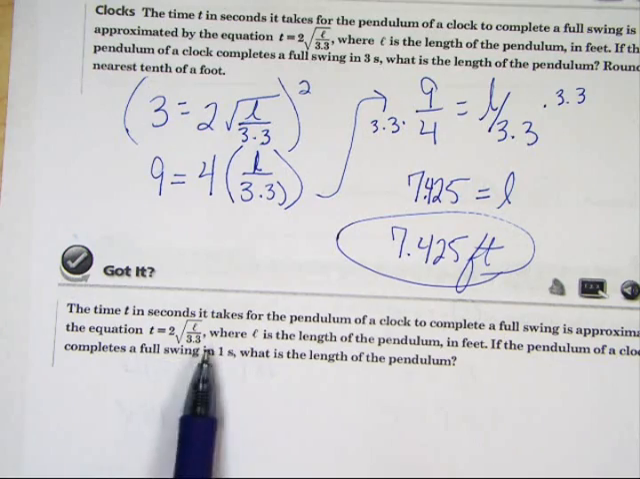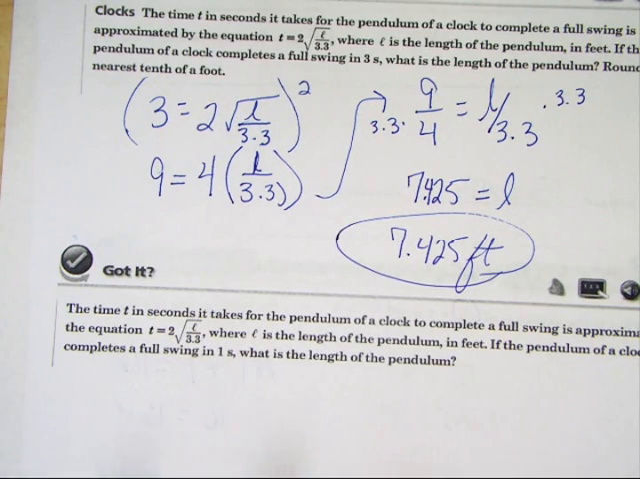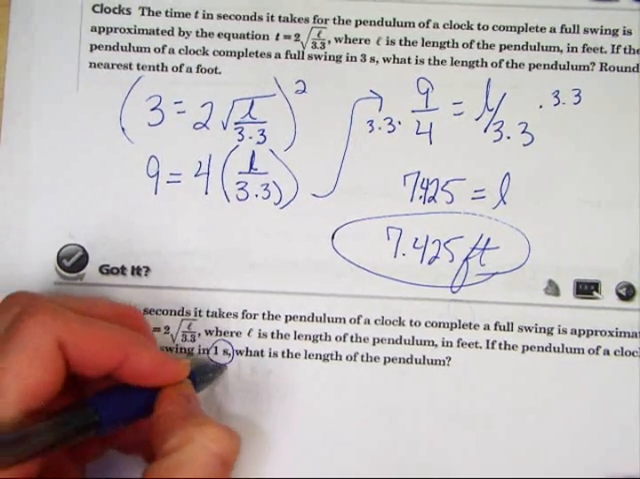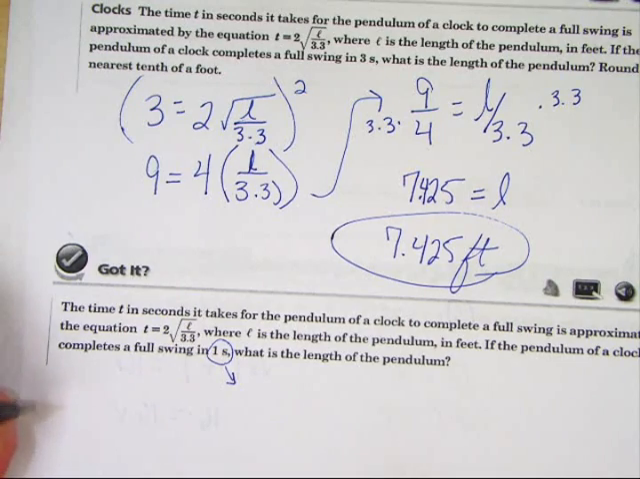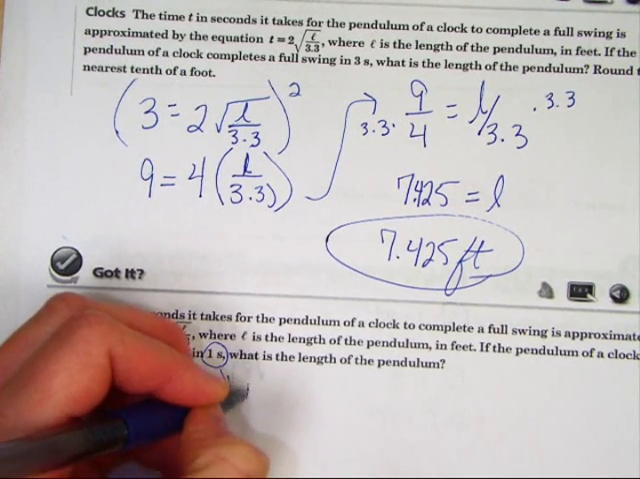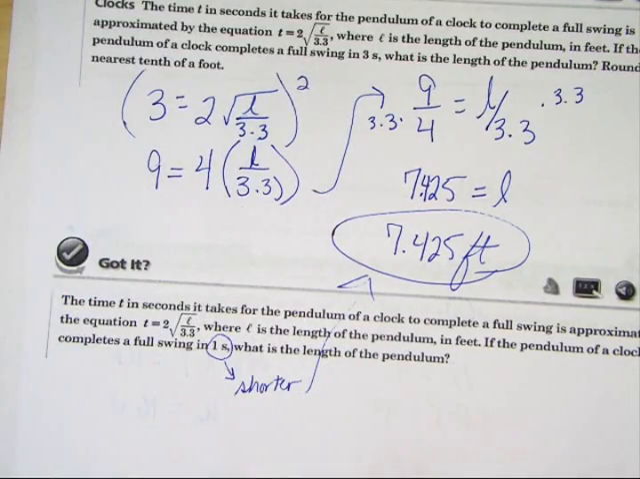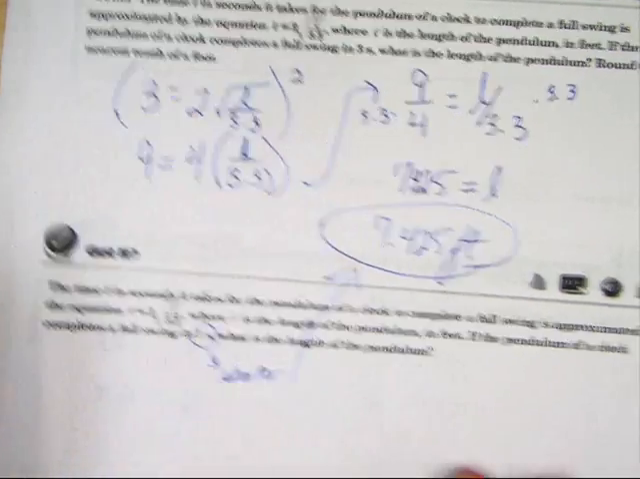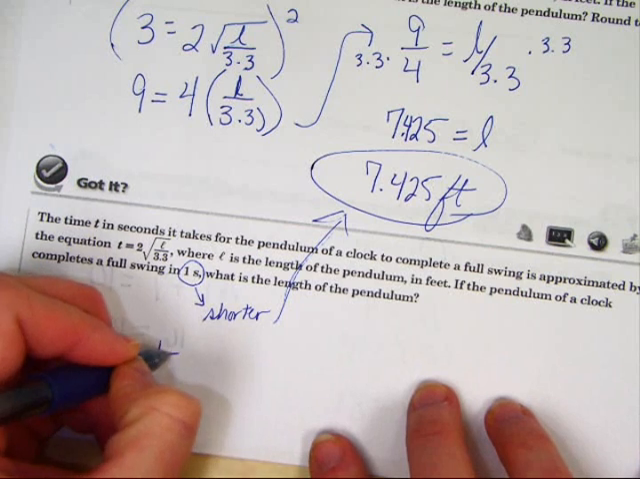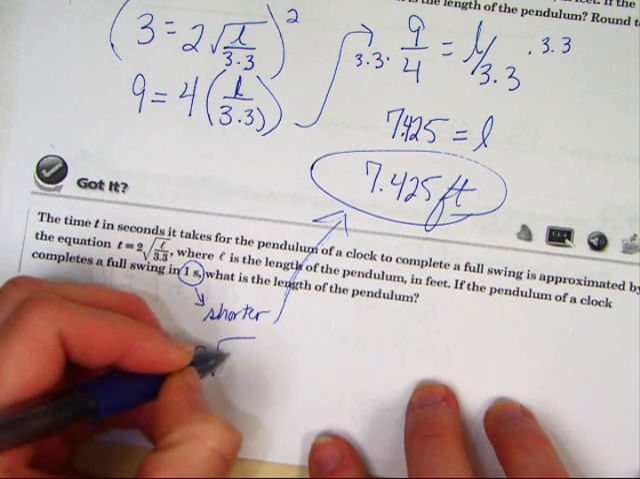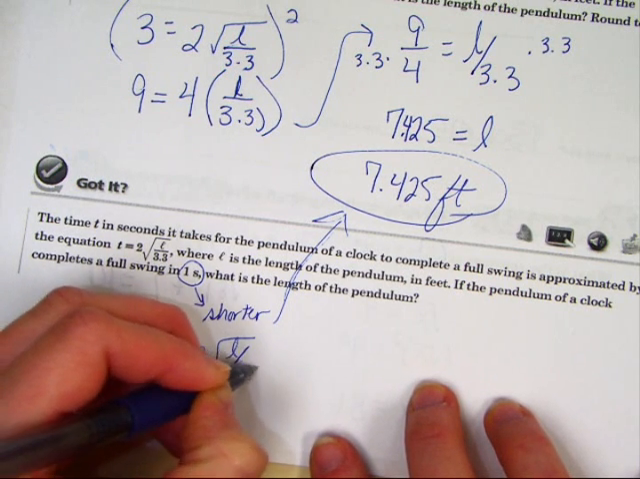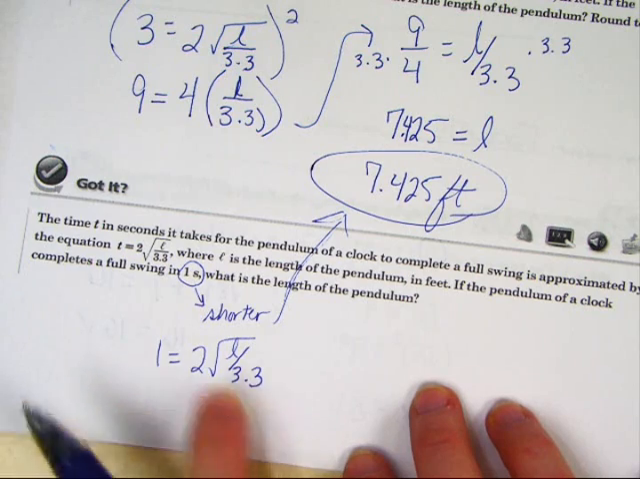But this time they're saying it only takes 1 second. Now, because it only takes 1 second, that should imply that it should be shorter than before. Alright, so we do 1 equals 2 square roots of L over 3.3. See how we've isolated it?